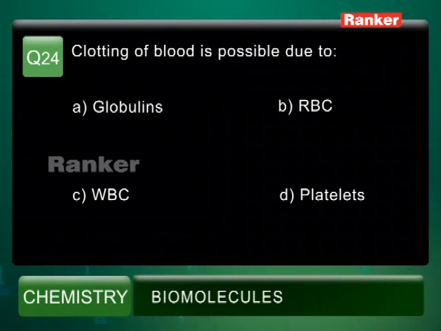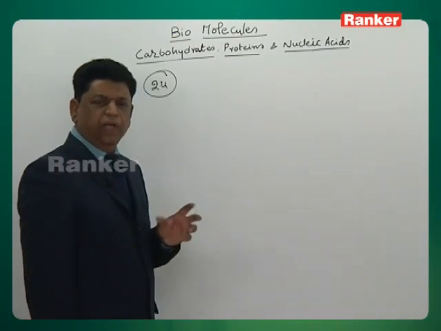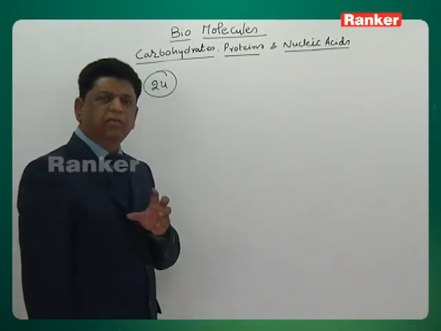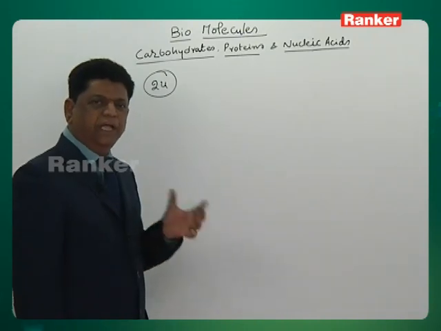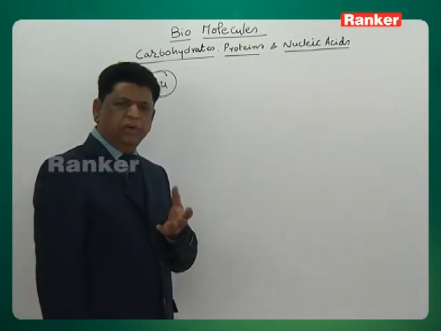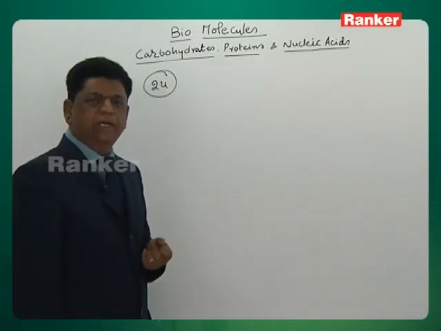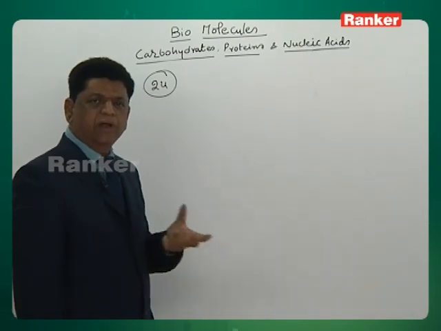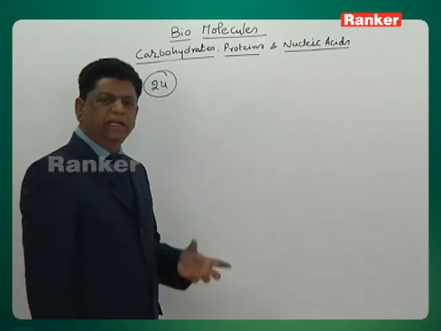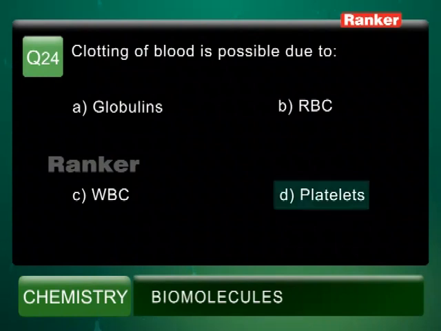Globulins is the first option, RBC is the second option, WBC, that is white blood cells, is the third option, platelets is the fourth option. The RBC and the WBC are the red blood cells and the corpuscles. They work as oxygen carriers, and the WBC fights against the pathogens and all that, and globulins are the proteinous materials. But D, the platelets, are actually the ones which break up and then form fibrin, and then clotting takes place. Therefore, answer D is the right answer. Platelets is the right answer.